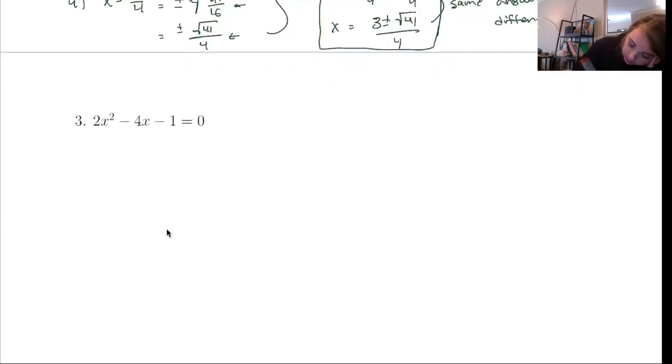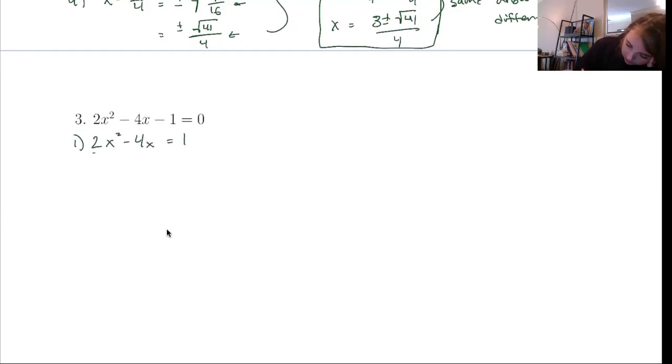So I want to get rid of this 2. Let's just move the constant over, equal to 1. Great. And then I'm going to divide everything by 2. So I get x squared minus 2x equal to 1/2.